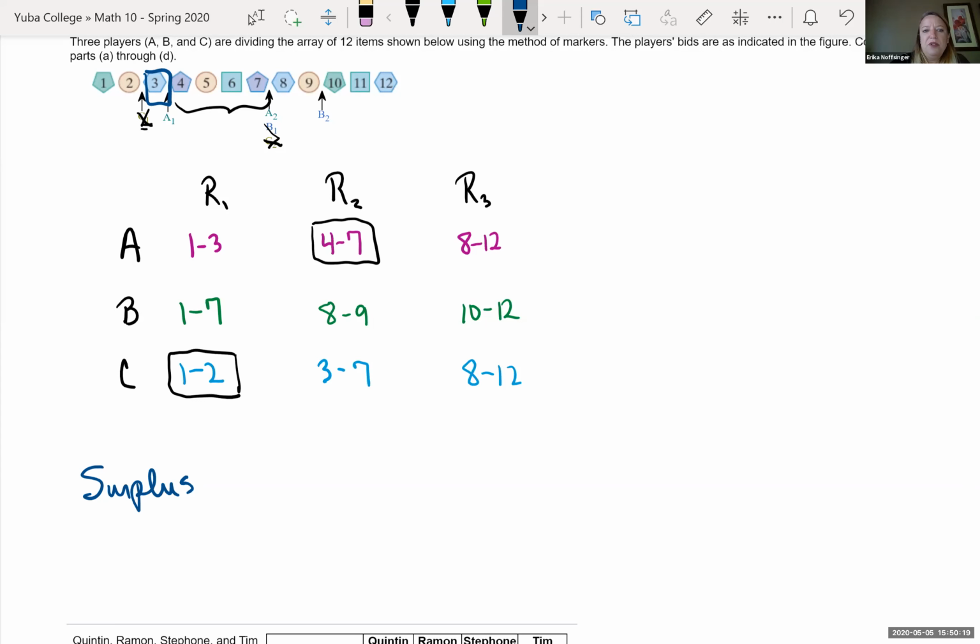Okay, so now we're going to look at the player who's left and see what they get. And so for the last round, player B, they put 10 through 12. And so they're going to get 10 through 12. And so we also have a surplus here. The items that are not given are 8 and 9. So our surplus is 3, 8, and 9.